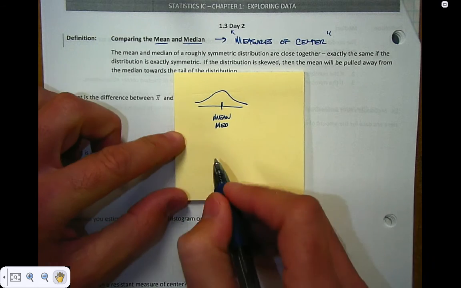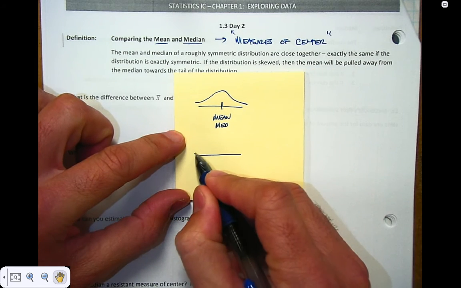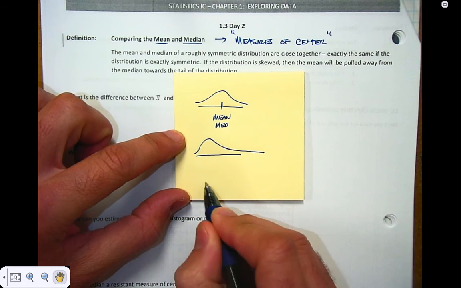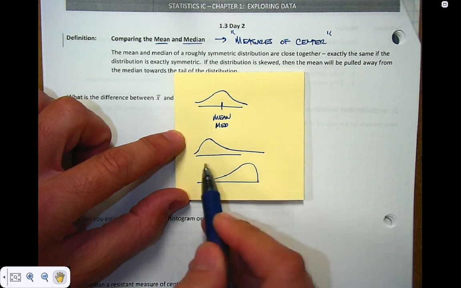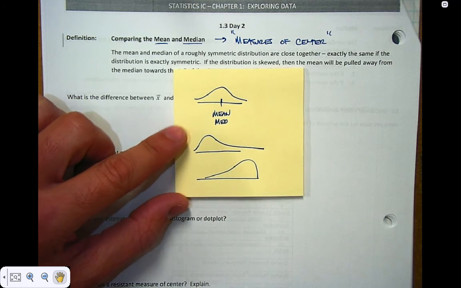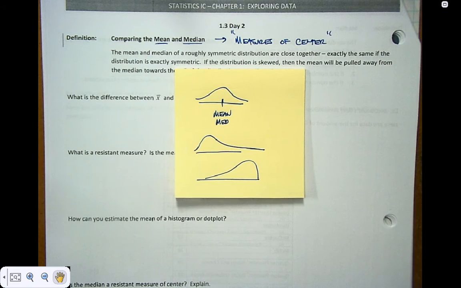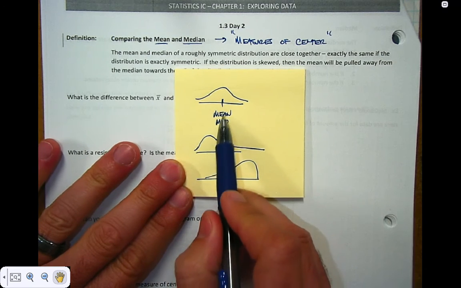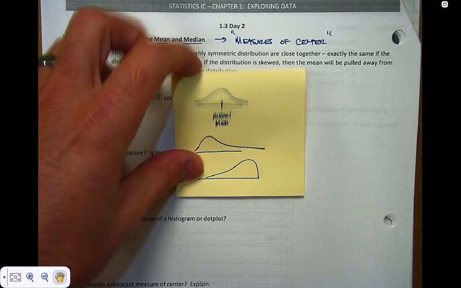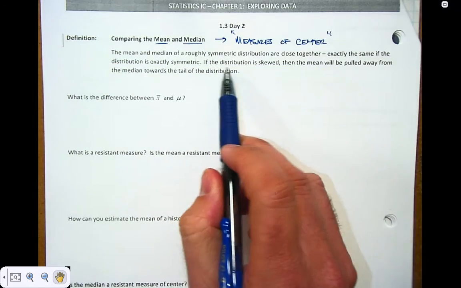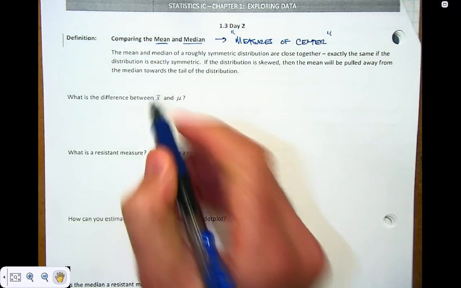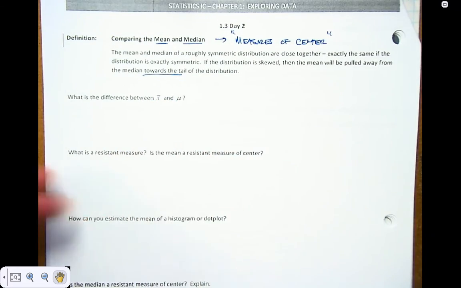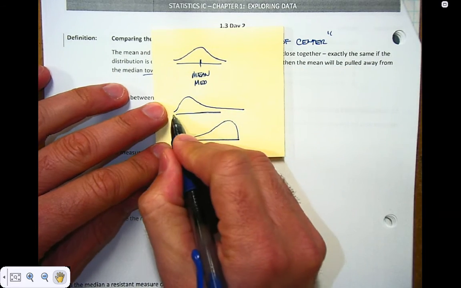But what happens as we end up with skewed graphs? We have skewed right, where the tail goes to the right, and we have skewed left. Well, that's what we're going to talk about here. The mean and median will not be the same if we have skewed graphs. It says here that if it is skewed, the mean will be pulled away from the median towards the tail. So the mean will go towards the tail.